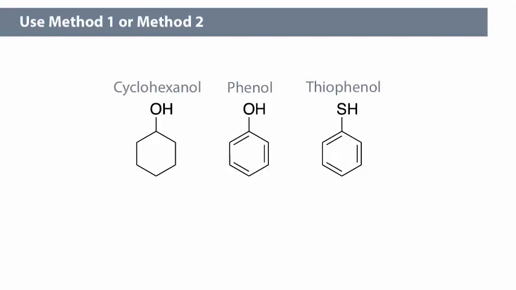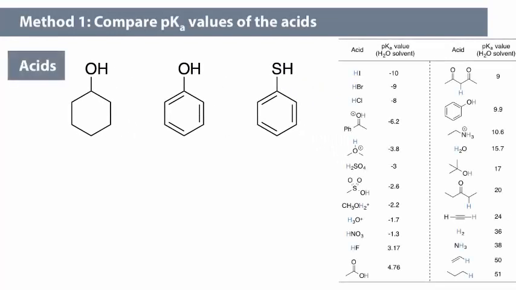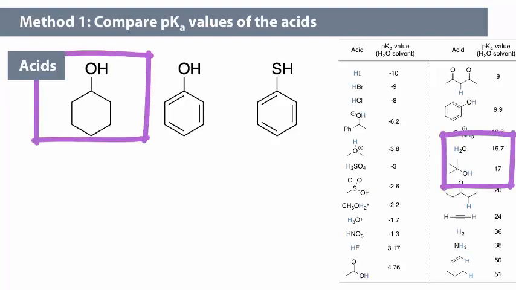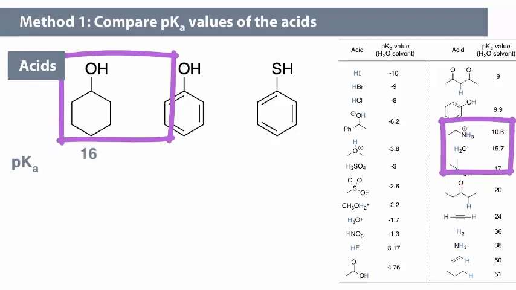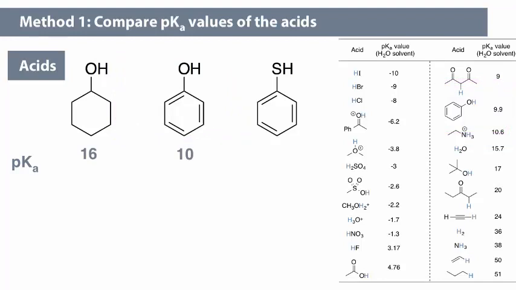We can use method 1 or method 2 to identify the most acidic molecule. To use the pKa method, we look up the pKa value of each functional group in a pKa table. We can estimate the pKa value of the alcohol at about 16 or 17, and of the phenol at about 10. Therefore, the alcohol is the weaker acid of this pair. The phenol is the stronger acid.